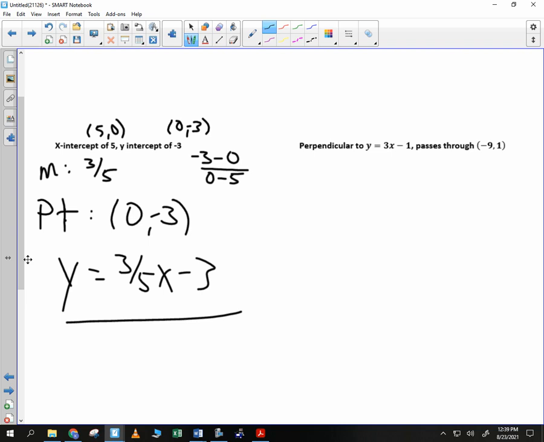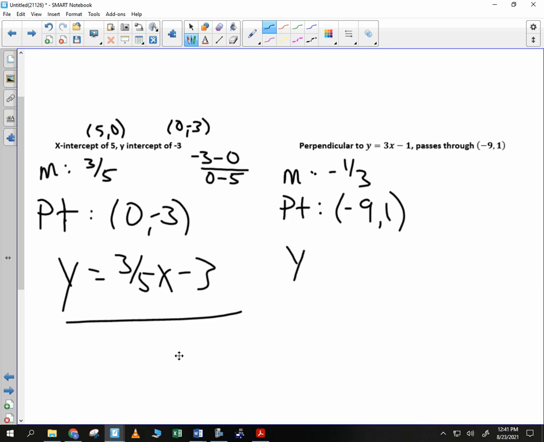You try the last one by yourself. Go. Compare with a partner. When you write an equation for a line, what two things do you have to have? Slope and the point. Can somebody tell me what would be the slope of the new line? -1/3. We then must use -9, 1 in order to determine the slope-intercept form.